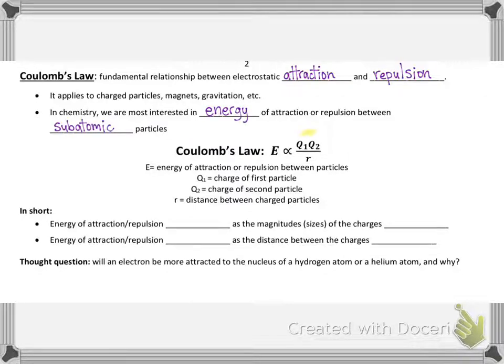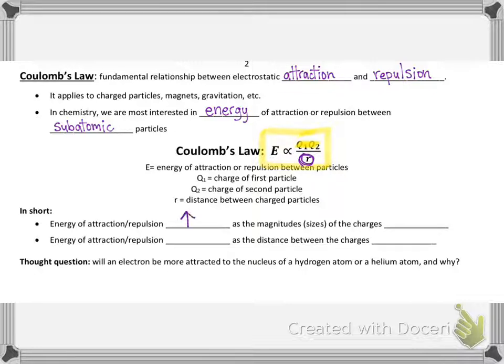So Coulomb's law is not on the formula chart, but it's okay because you don't actually have to know the formula. You just have to know the basic relationships. It says the energy is directly proportional to the charges of your particles, which is the Q1 and Q2, and inversely proportional to the distance between the charges, which is of course on the bottom. So what this means is your energy of attraction, if they're opposite charges, or energy of repulsion, if they're the same charge, is going to go up.